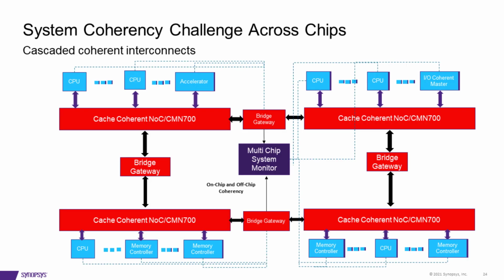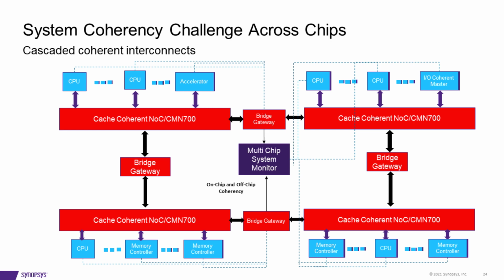Now let's consider data center designs, where there is not one but multiple CMN-700s that should be connected to each other. There will be cascaded coherent interconnects connected to each other through the bridge gateway. For these kinds of designs, the monitoring becomes more complex, and having very comprehensive checks to ensure coherency is maintained across different cascaded NOCs is very important.